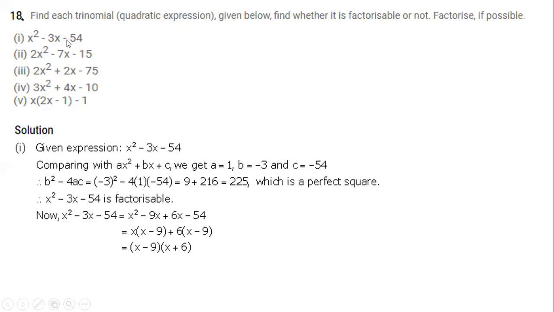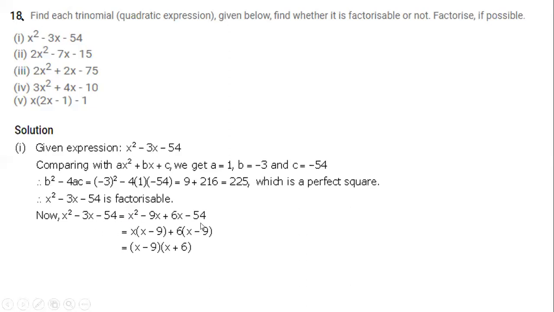Otherwise, no need. See the first part. The expression is x square minus 3x minus 54. Compare this expression with ax square plus bx plus c. We get the value of a is 1, b is minus 3, c is minus 54. Therefore, b square minus 4ac gives us square of minus 3 minus 4 into 1 into minus 54. Square of minus 3 is 9, minus minus plus 4 into 1 into 54 is 216. And the sum of these two is equal to 225, which is a perfect square. So therefore, the expression x square minus 3x minus 54 is factorizable.